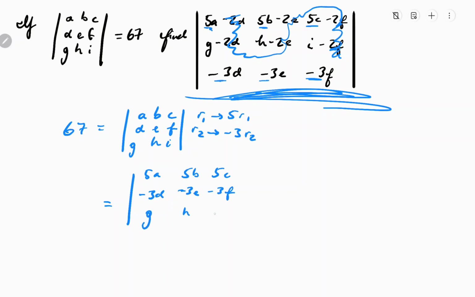We have our G, H, and I. So our determinant is going to change. It's not going to remain this number, unfortunately. So we have to multiply each of our scalar multiples by our determinant to get our new determinant. If we multiply an entire row by 5, we would have to multiply the determinant by 5 as well. And since we multiplied an entire row by -3, we would also have to multiply the entire determinant by -3.